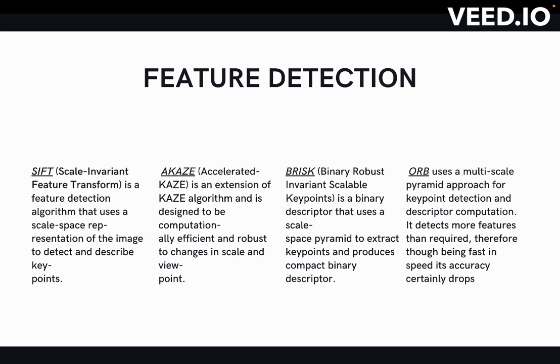First step, we find features in the images to be stitched. We use different algorithms for this, such as SIFT, AKAZE, BRISK, and ORB. Detailed analysis of their usage can be found in the report.